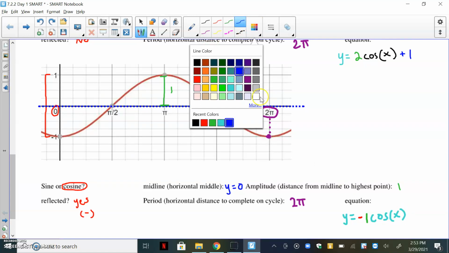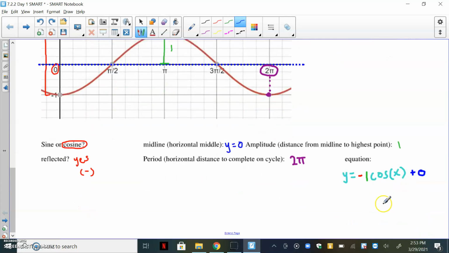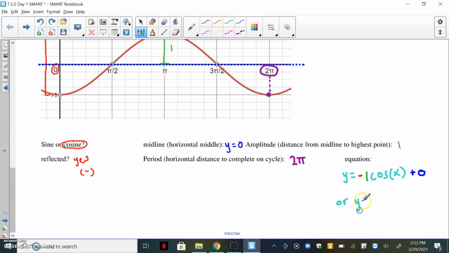Now, a couple things to remember here. If your amplitude is 1, you don't have to write the number, it's optional. Similarly, if your midline is at 0, it's also optional to write, but I'm just going to go ahead and write it just so you can see where it would go. Another way to write this would be y equals negative cosine x. This is just as valid, because these pieces are optional, because multiplying by 1 doesn't do anything, and adding 0 also doesn't do anything.